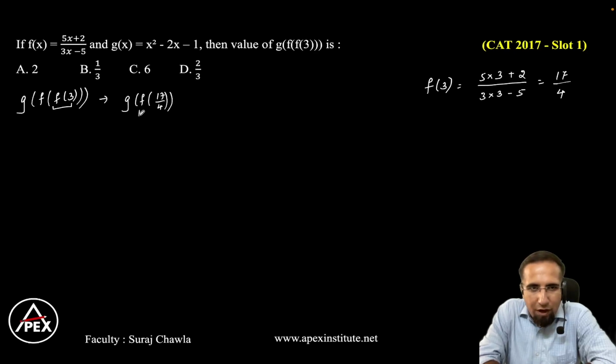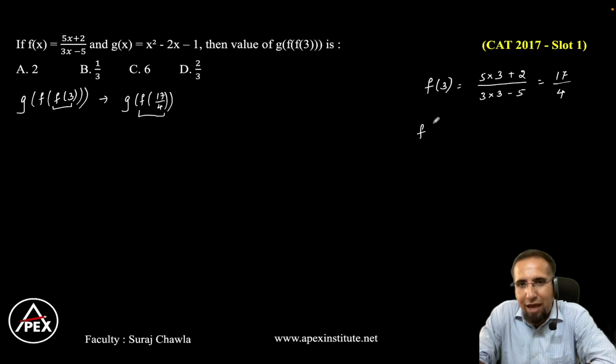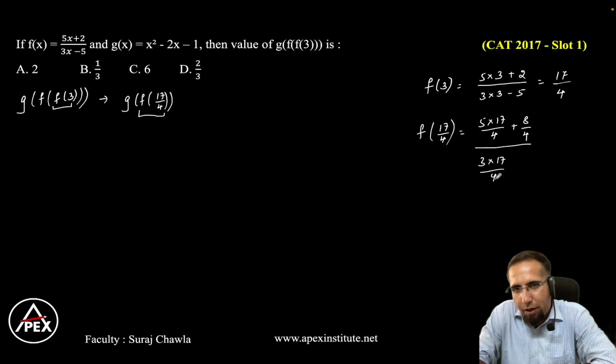So what is the innermost value here? The innermost value is f of 17 by 4. So our job is now to calculate f of 17 by 4. Now let's calculate this. This becomes 5 into 17 by 4. I can write plus 2 as 8 by 4, divided by, this becomes 3 into 17 by 4 minus 5, which can be written as 20 by 4.